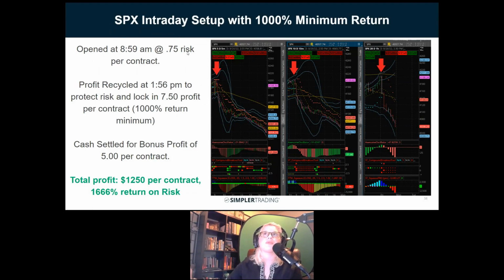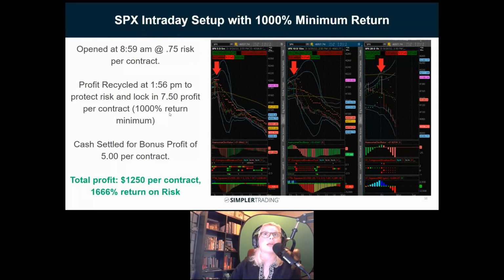And this trade I opened for a 75-cent risk per contract. I profit recycled it at 1:56 p.m. So it was a little bit later, but the reason why is because I locked in a 750 profit per contract, right? So I didn't try and look for the quick win necessarily this time. I was waiting for that bigger winner to lock in, which I got a little bit later that day.